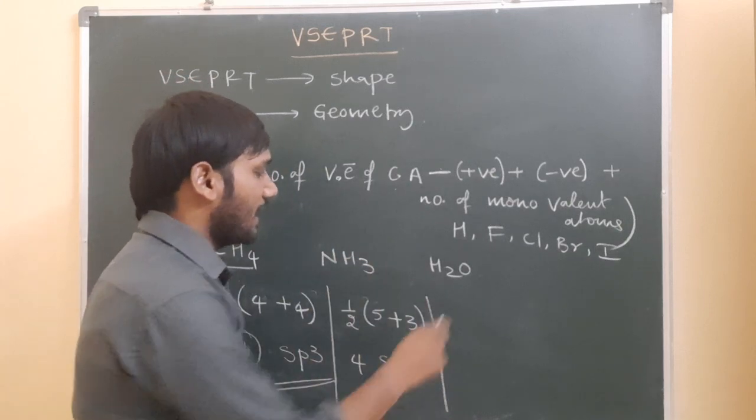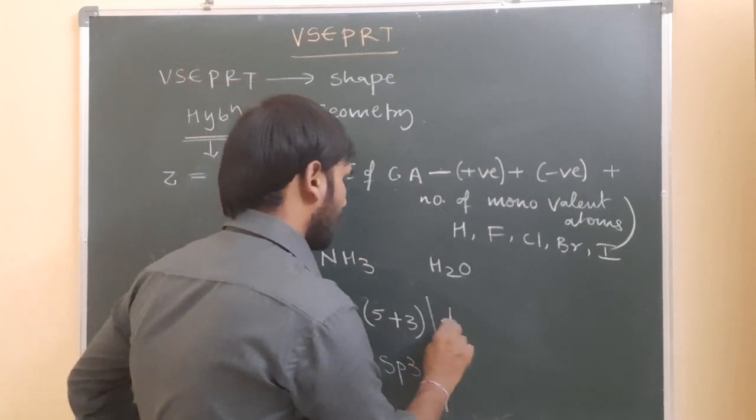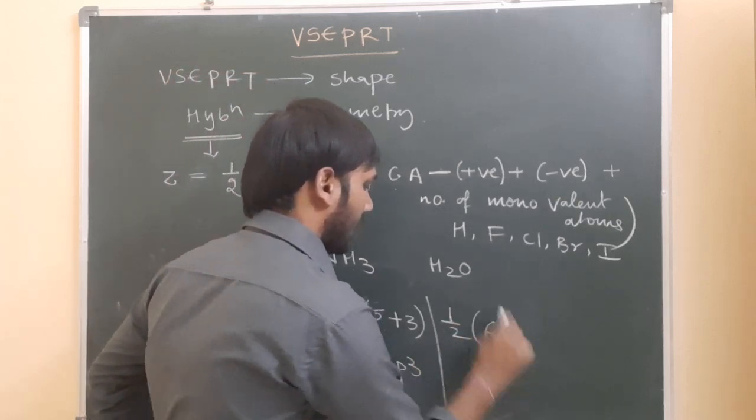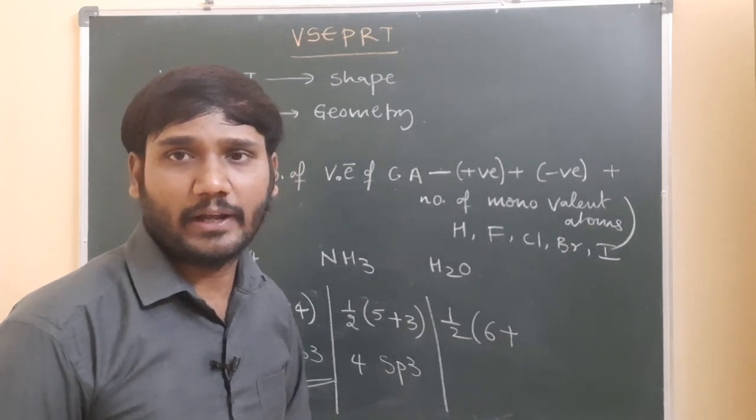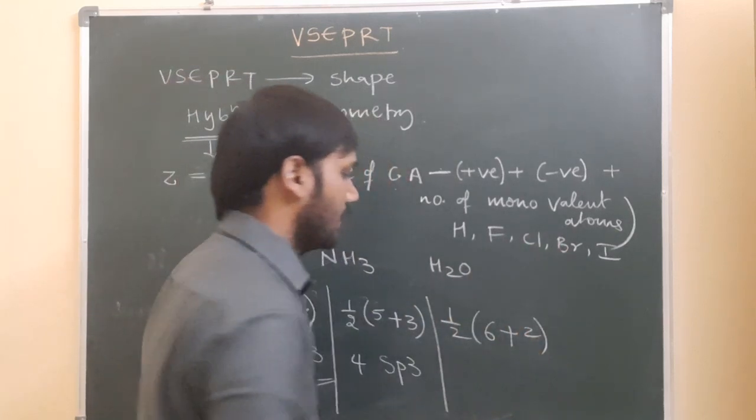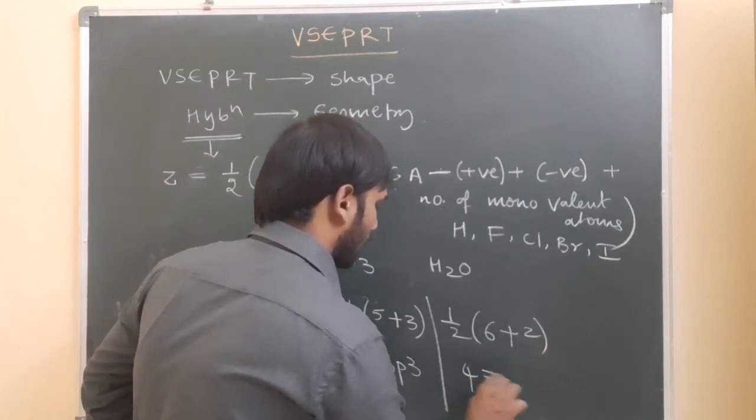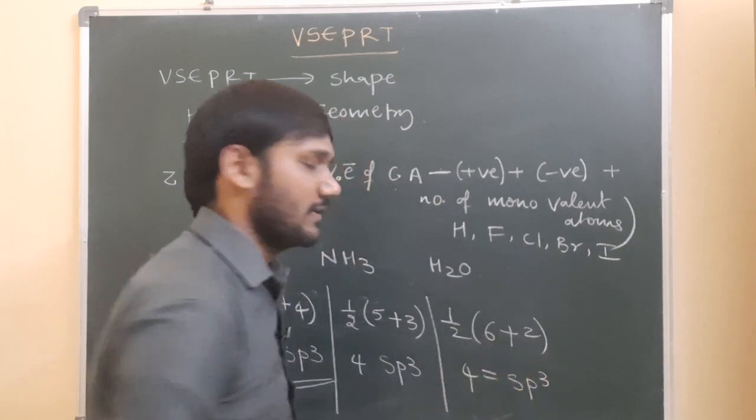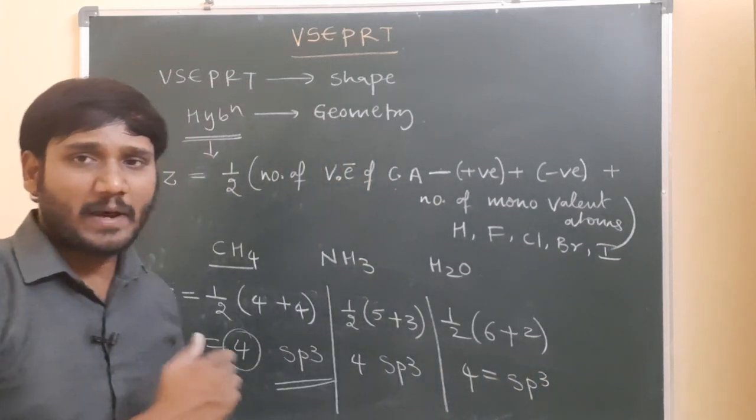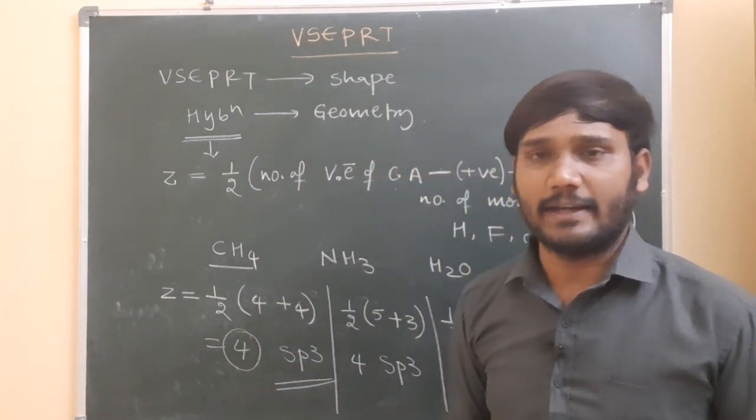Come to H2O. Oxygen's group number is 6. That means 6 electrons are present in the valence shell. Then half into 6 plus, there is no positive charge, there is no negative charge, but monovalent atoms are present. How many monovalent atoms? 2. It means 6 plus 2 is 8. 8 by 2 is nothing but 4. Again, it is also sp3 hybridization. So now hybridization is confirmed: H2O sp3, NH3 sp3.